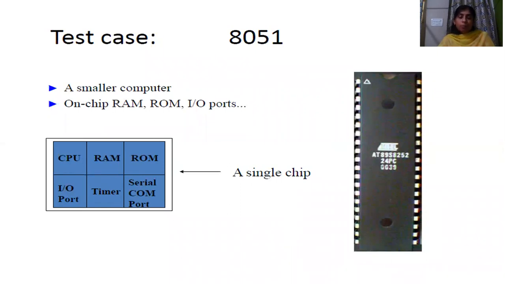But in case of a microprocessor, the microprocessor is basically a CPU, and all the remaining RAM, ROM, input output, timer, serial are connected externally to this CPU. But here a single chip is there, and on a single chip all the components are embedded.